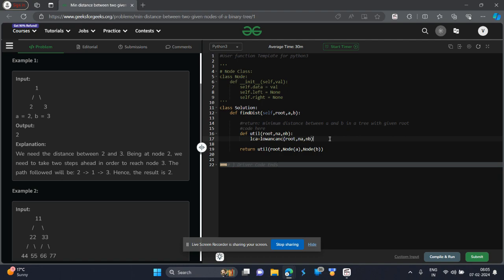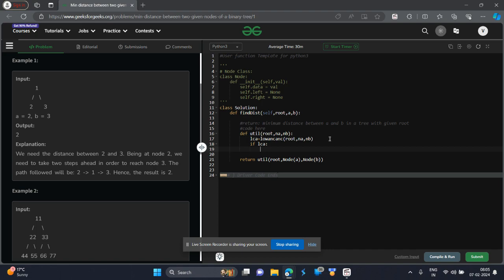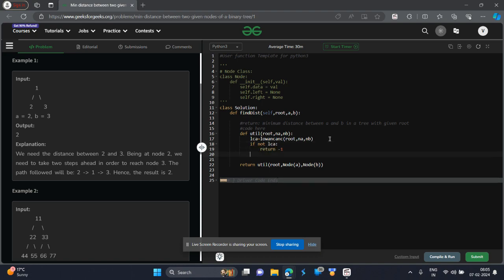Now if there's no lowest common ancestor, it means either the values are not present or there is no path to reach. The lowest common ancestor will not be there if either root is not there or either node A or node B is not there. In that case, if not lowest common ancestor, return -1. You cannot traverse from node A to node B.